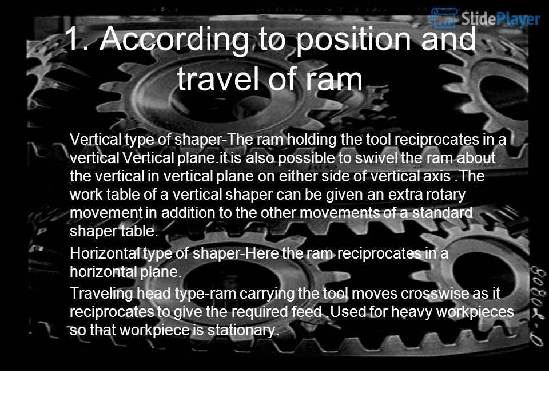Horizontal type of shaper. Here the ram reciprocates in a horizontal plane. Traveling head type. The ram carrying the tool moves crosswise as it reciprocates to give the required feed. Used for heavy workpieces so that the workpiece is stationary.